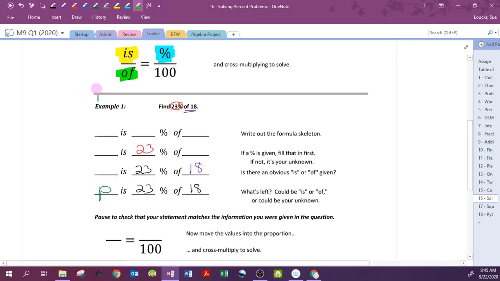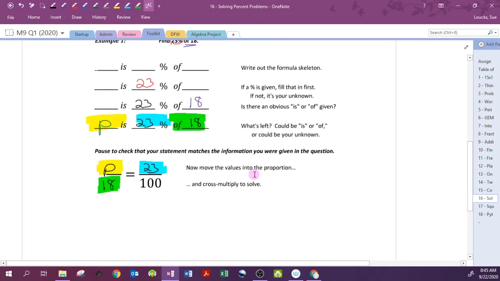What I need to do now is move these values into my proportion, and I need to put them in the right place. So my is value goes here. So my is value is this one. My of value is, I did that in green. So my of here goes underneath. So it's is over of equals percent over 100. Okay, so I'm just going to move that. So I'm going to write P is, my of is 18, and my 23 is my percent. And then I just need to cross multiply and solve.